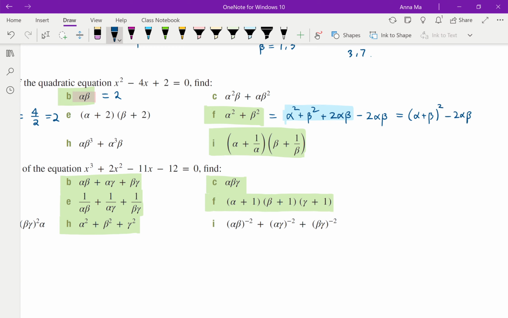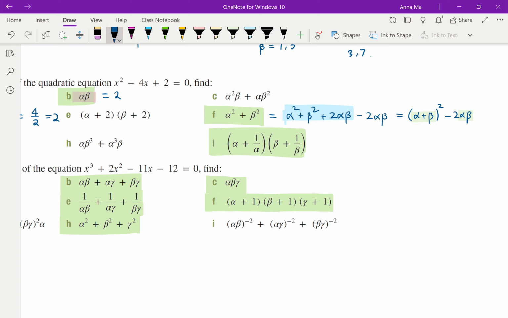And why did I want it in that form? It's because I already know the value of alpha plus beta and alpha times beta. So the point all comes down to manipulating it so the expression becomes in terms of alpha plus beta and/or alpha times beta.